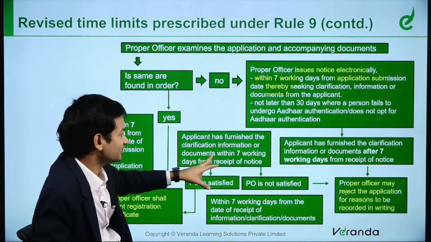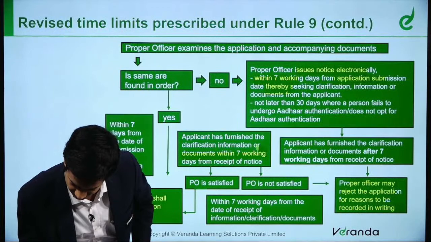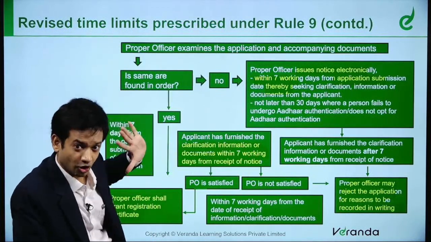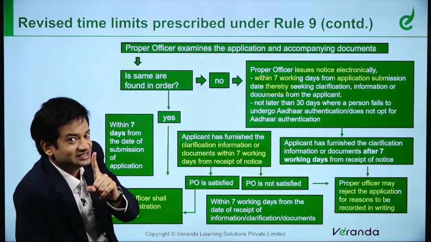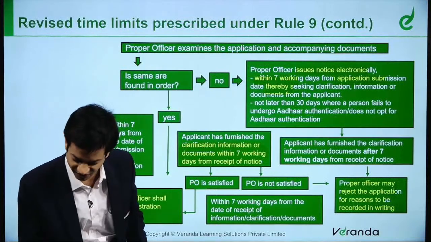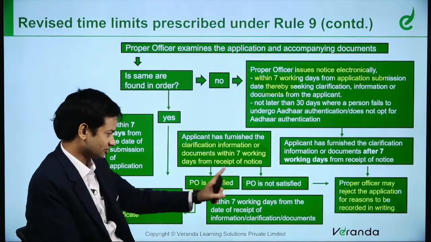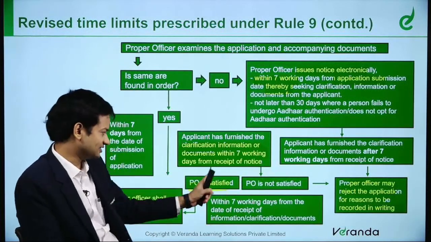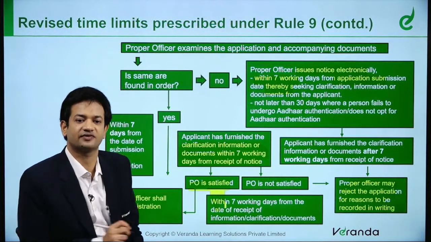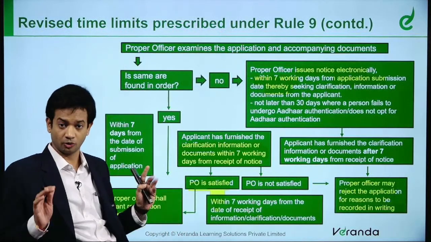But if the applicant has furnished the clarification within 7 working days, then if it's in order, the proper officer should grant registration within 7 days. We saw in the previous slide, last class, right? Otherwise deemed to be approved. So if the proper officer is satisfied, good, very good, congratulations, the proper officer will grant the registration. But if not satisfied, he will reject it. And if satisfied, within 7 working days from the date of receipt of communication, he has to approve the registration certificate. Hope the concept is clear.